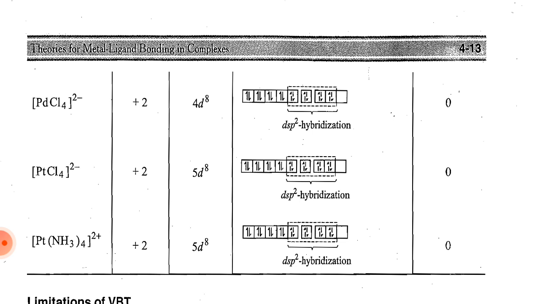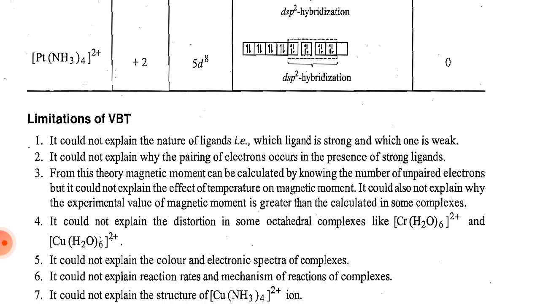Then the platinum ammine complex [Pt(NH3)4]2+. The oxidation state of platinum will be +2. The valence shell of platinum will be 5d8. So it will form dsp2 hybridization after getting 8 electrons, and the number of unpaired electrons will be 0.